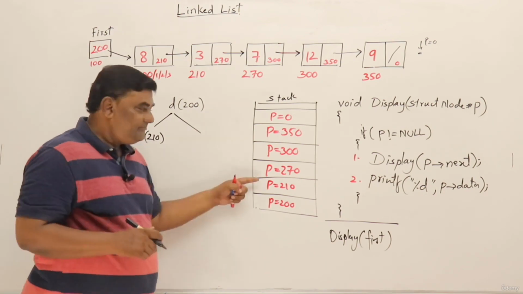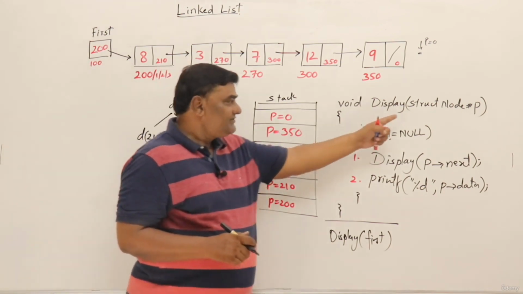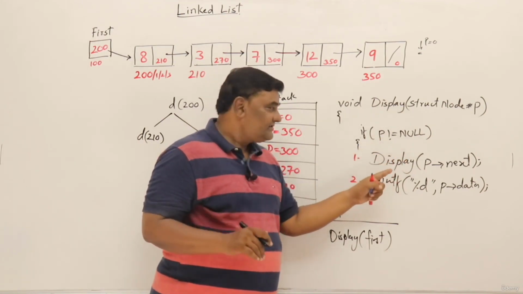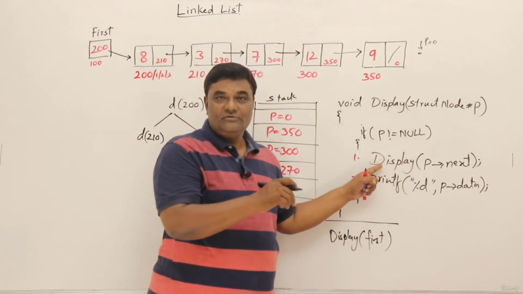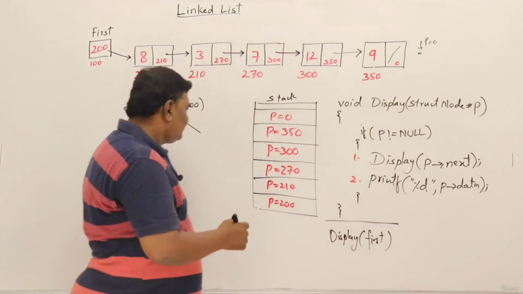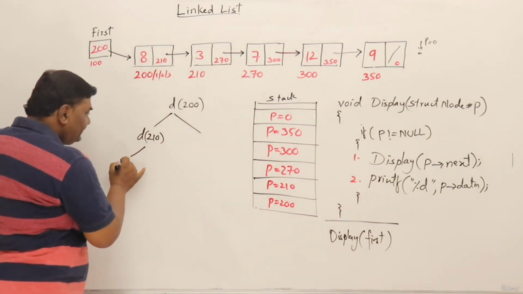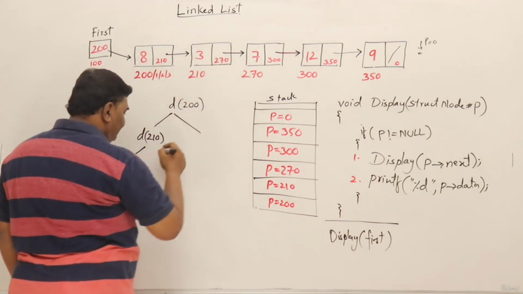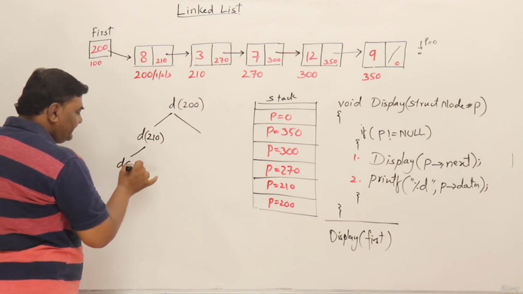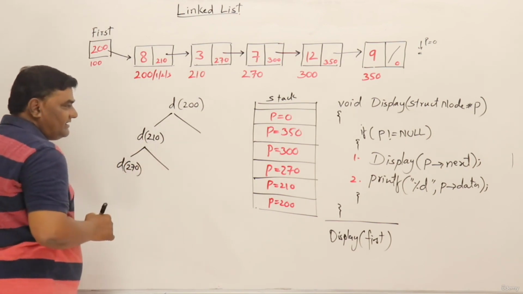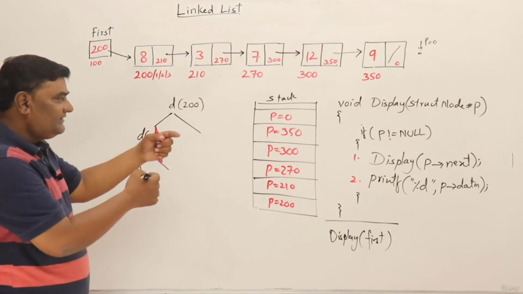Again a fresh call. P assigned 210. So P is 210. P is not null. Yes. Call again for the next node and printing afterwards. So again this will make a call upon next node, upon this next node 270. So 270 and print afterwards. So likewise it will continue.